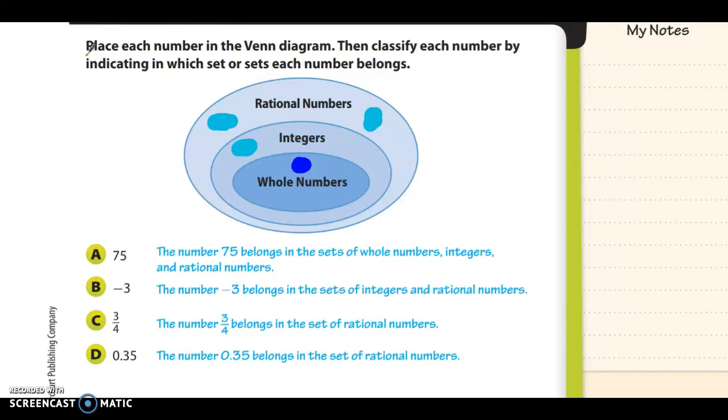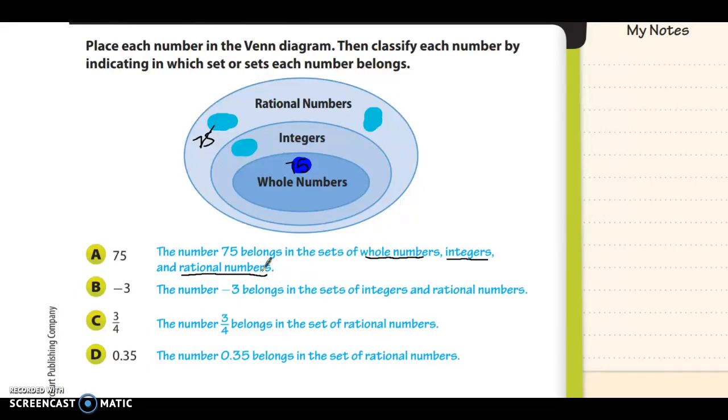So question A is 75. Where would 75 go? Would 75 go in the set of rational numbers? Well, it could, so I could write 75 right here. But that's not really the right spot because 75 is more than a rational number. It's also an integer. By definition, an integer is a positive or negative whole number, or it could even be 0. Actually, 75 goes all the way into the inside. 75 is a whole number. Let's read the sentence. The number 75 belongs in the set of whole numbers. It's also an integer. It's also a rational number. It's all those things.